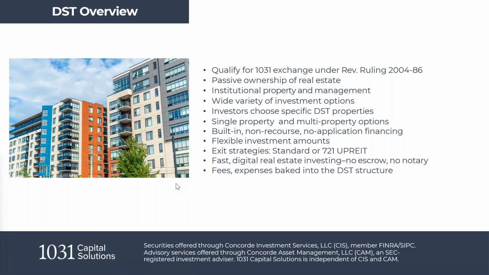So if you have, for example, a $1 million investment, all the fees and expenses have already been baked into that $1 million price. And if it has, for example, a 5% net cash flow, we would multiply 5% times the full $1 million for a $50,000 a year cash flow in that example.